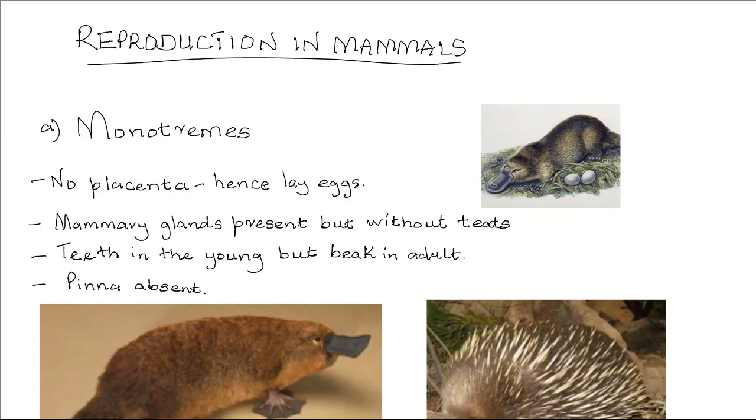Reproduction in mammals. There are three groups of mammals based on the mode of embryonic development. These three groups are: 1. The monotremes.